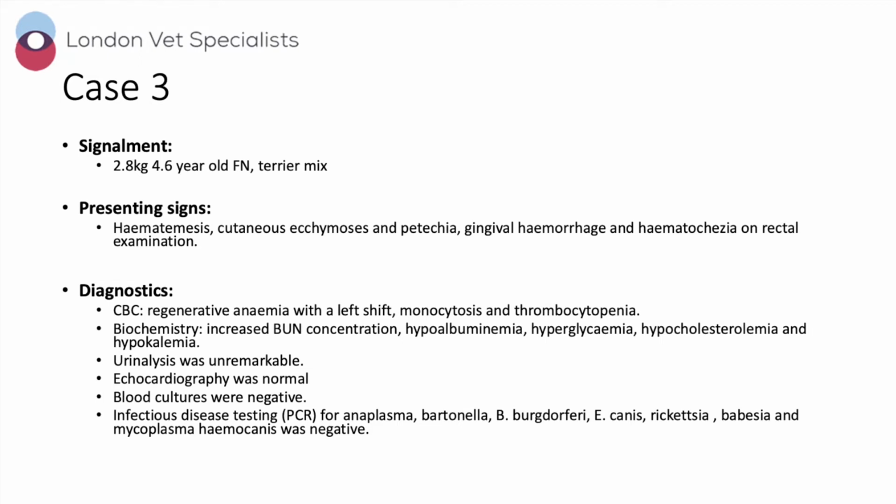And case 3 was a slightly smaller dog, a 4.5-year-old female neutered terrier mix. Similar signs of hemorrhage on presentation and similar findings on complete blood count, biochemistry, urinalysis. Echocardiography was normal, and this dog had infectious disease testing and blood cultures performed, which were negative for secondary causes of IMTP.